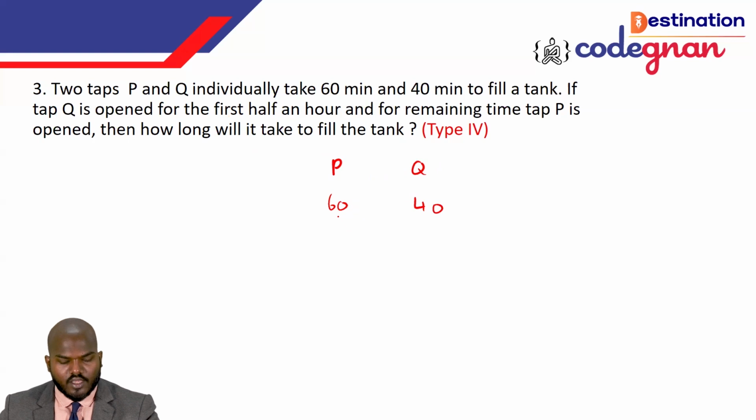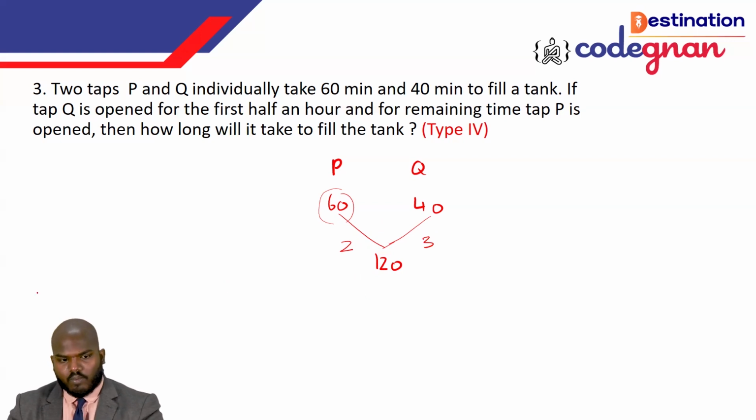Here also you need to take the common method. If you take the LCM, it will give you the value 120. So 120 is the LCM here. To get 120 from 60, you need to multiply by 2, and from 40, you need to multiply by 3. That is the logic we can see here. This is the point they have given.